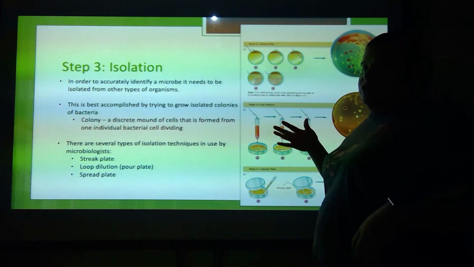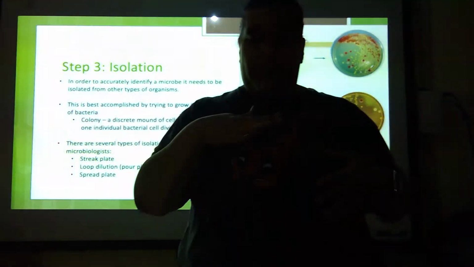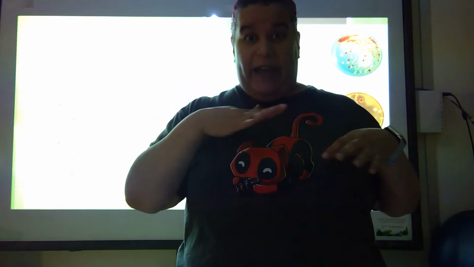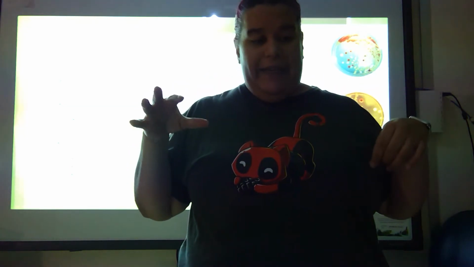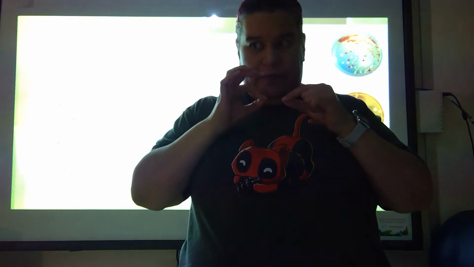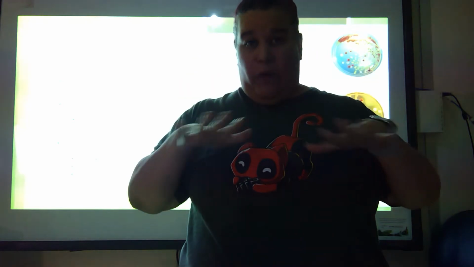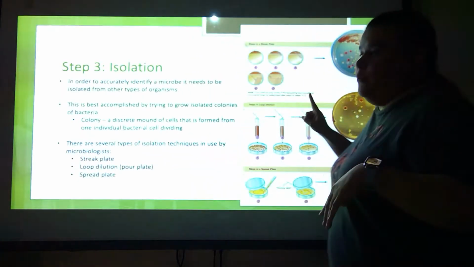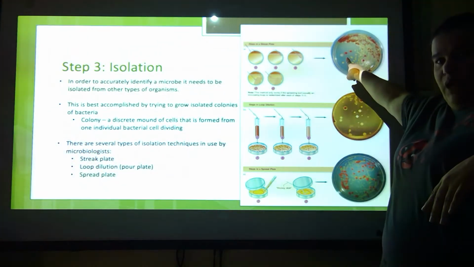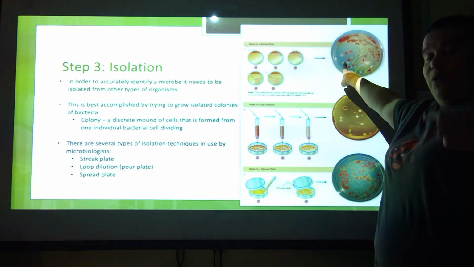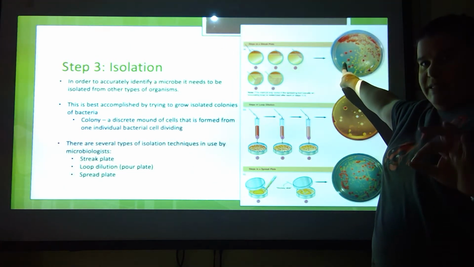As I continue to do this, every time that I spread, fewer and fewer bacteria are there to actually spread out, meaning that I have individual bacteria now on the plate that can now make individual colonies for me. So I know I'm isolating one specific bacteria.